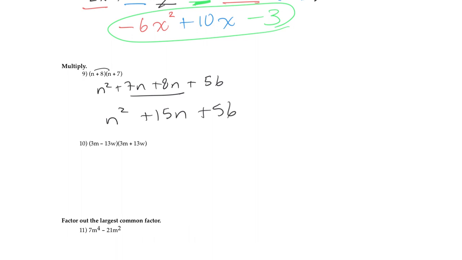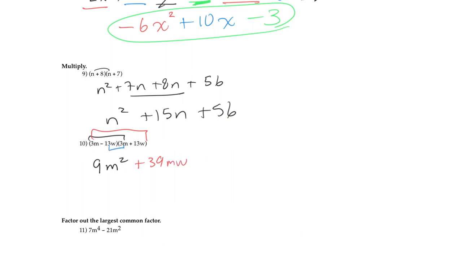So this one, and I like using colors, if it gets a little complicated, to use colors. So 9m squared. And then this one would be a plus 39mw.